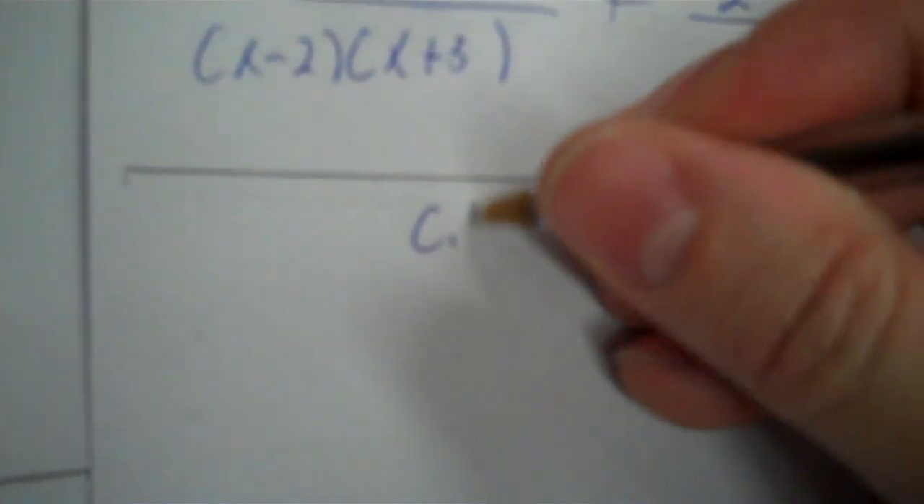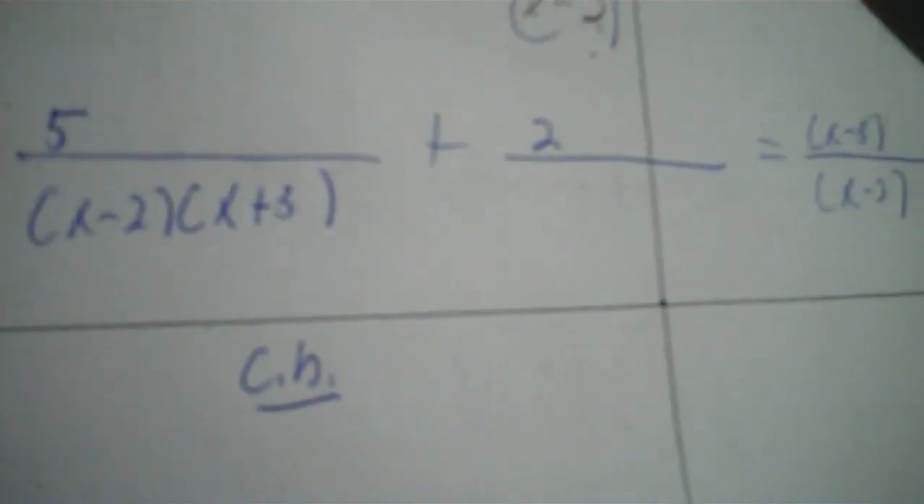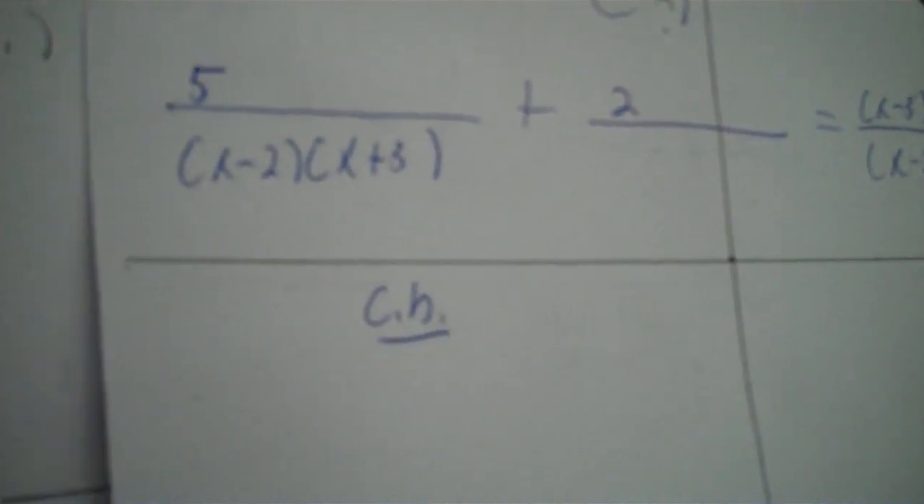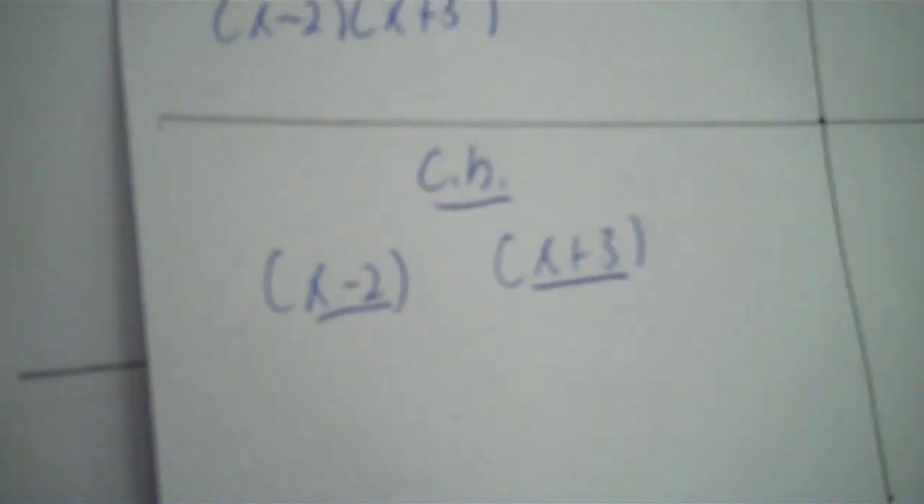So now you're ready for your common denominator. Your common denominator is ready. So you got x minus 2, parentheses x minus 2, parentheses x plus 3, parentheses x minus 2. So I'm just dealing with x minus 2 and x plus 3. Don't write that a second time. Now it's counting. You know how to count, don't you?